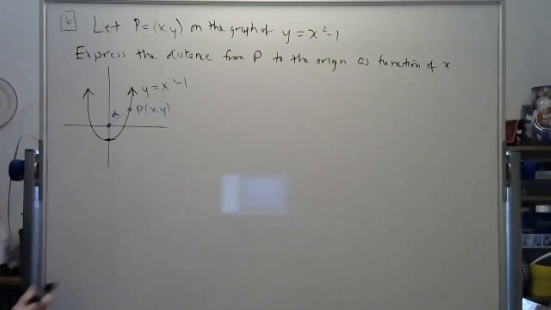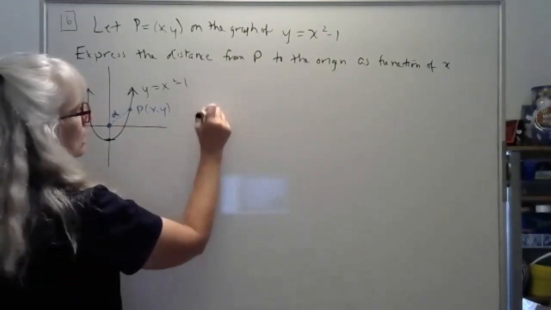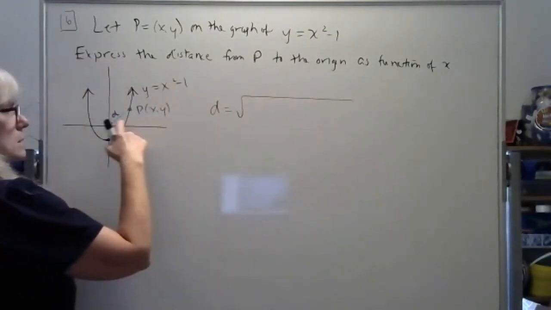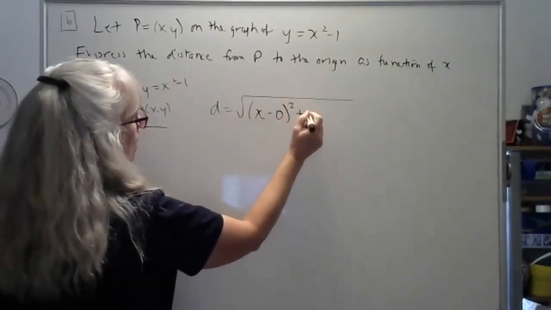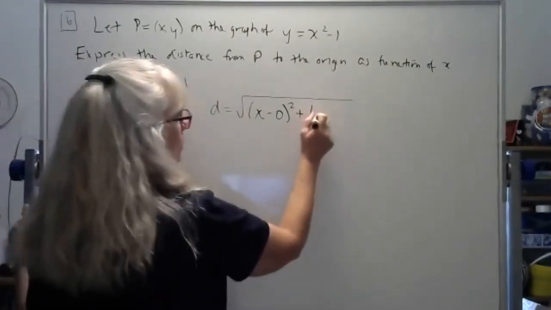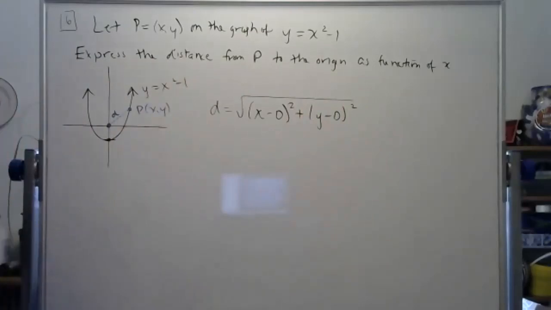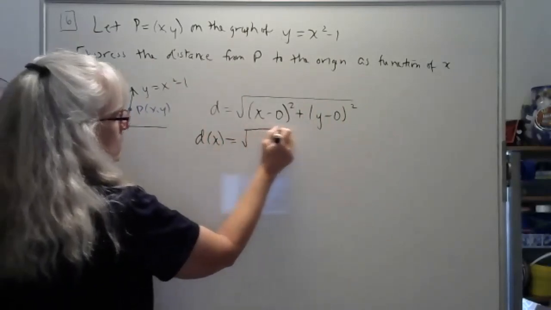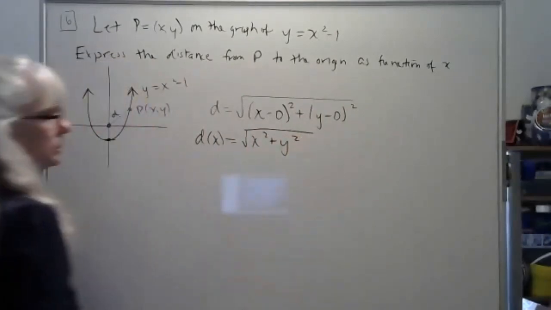So we know the origin is at 0, 0. So let's just use the distance formula. So that distance is equal to the square root of x minus 0 plus y minus 0, and each of those gets squared. So I have x minus 0 quantity squared plus y minus 0 quantity squared. Those zeros are somewhat meaningless, so we'll take them out of there. We have the square root of x squared plus y squared.